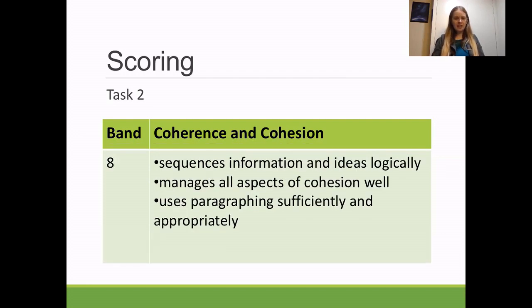For a score of 8, you would be sequencing information and ideas logically, managing all aspects of cohesion well, and using paragraphing sufficiently and appropriately. So you're doing a very good job in all of these areas. It's just not quite as perfect or as natural as the score of 9.